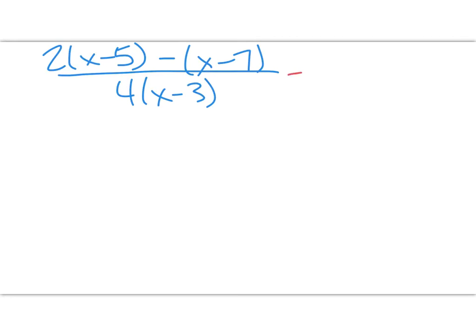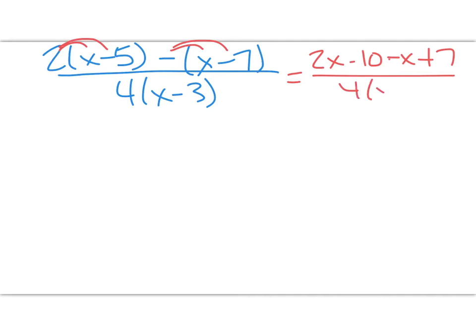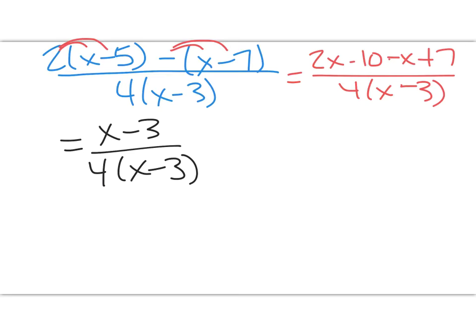So as we simplify the numerator, we have 2 times x minus 2 times 5, which is 10, minus an x, minus negative 7, so we're going to add 7. So we have 2x minus 10 minus x plus 7, all over 4 times the quantity x minus 3. Combine like terms in the numerator. 2x minus x is a single x. Negative 10 plus 7 makes negative 3, and we're starting to see something interesting happen here.